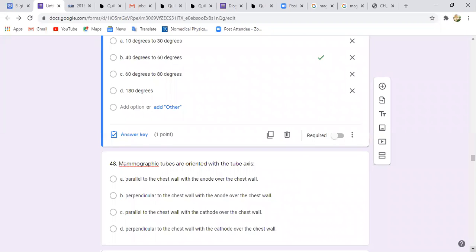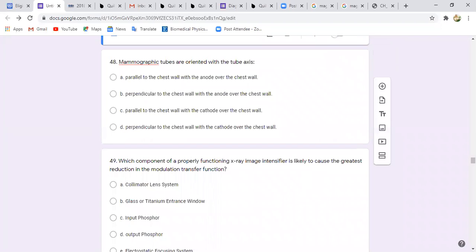48, the mammography tube is oriented with the tube axis here. What is the orientation of the mammography tube?